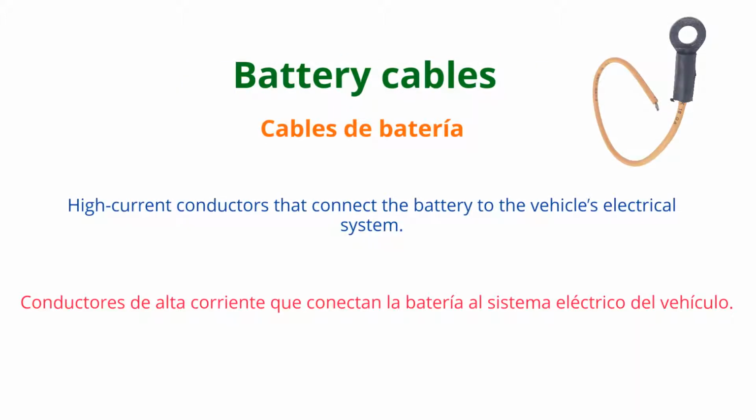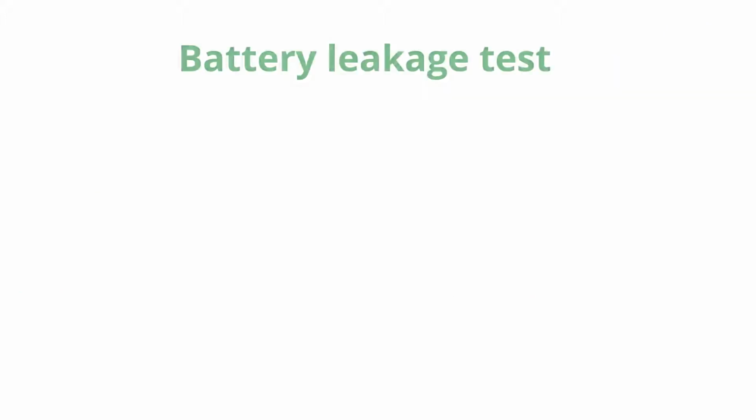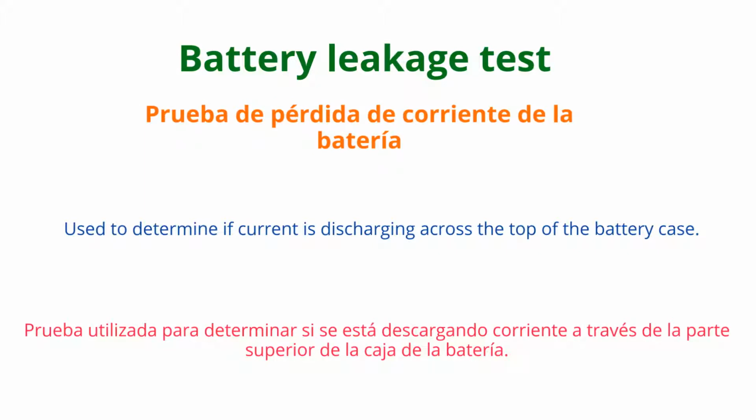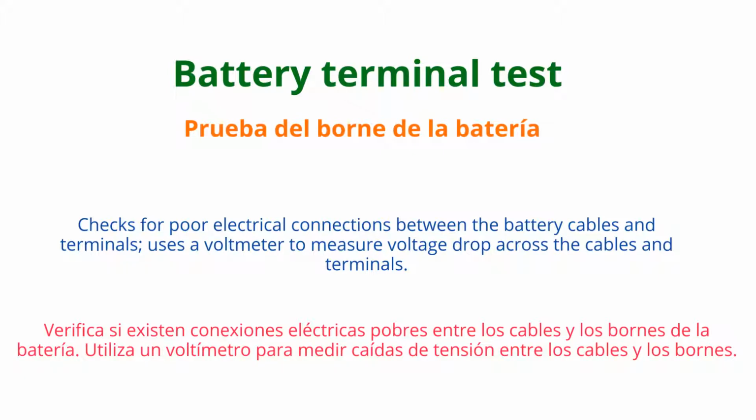Battery cables. High current conductors that connect the battery to the vehicle's electrical system. Battery leakage test. This is a test used to determine if current is discharging across the top of the battery case. Battery terminal test. This test checks for poor electrical connections between the battery cables and terminals. It uses a voltmeter to measure voltage drop across the cables and terminals.